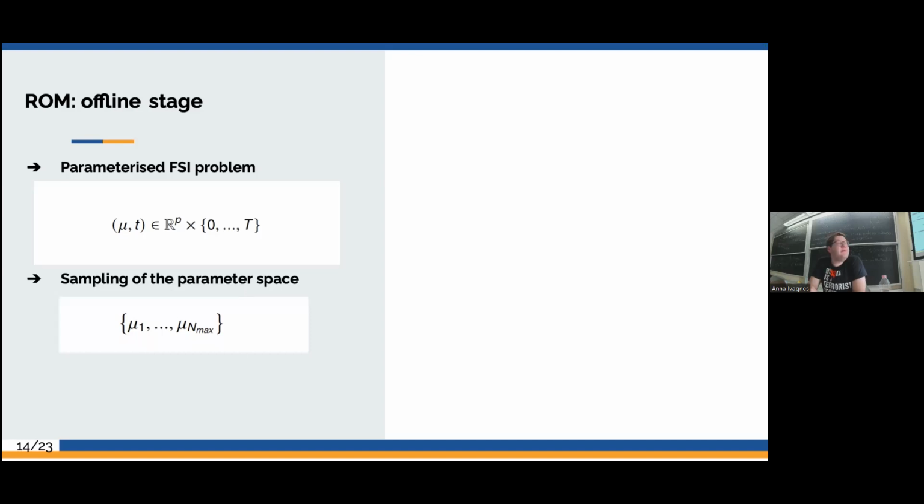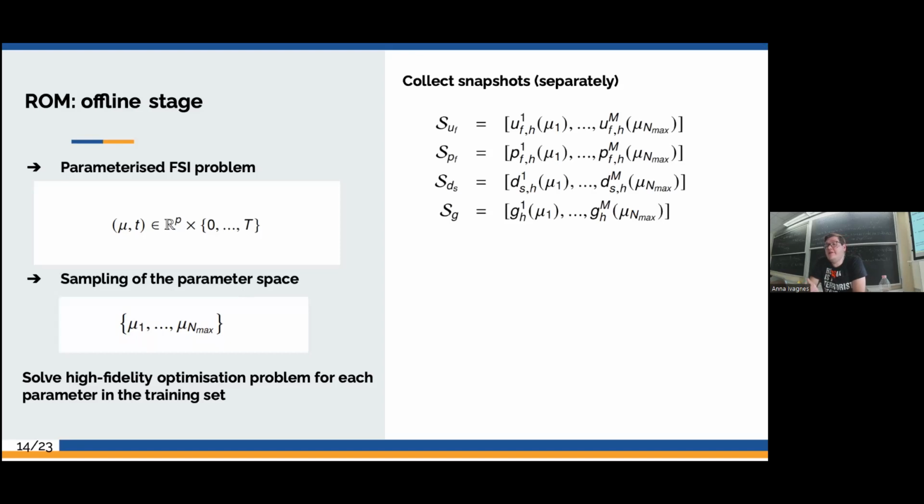Then we provide a sampling of the parameter space, because the parameter space is usually a hypercube, so it is uncountable and infinite. So we need a finite sampling. Then we solve the high fidelity problem, which is our finite element optimization problem, for each parameter in the finite set. And then we store the sets of snapshots for each of the variables separately.